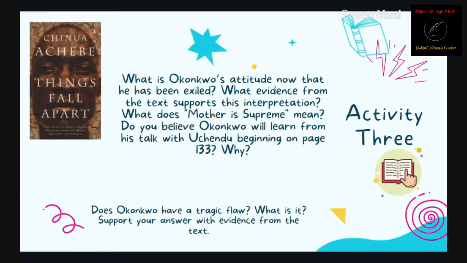Why? After they responded to those questions, they discussed the question at the bottom of the screen in their group. Does Okonkwo have a tragic flaw? What is it? Support your answer with evidence from the text.